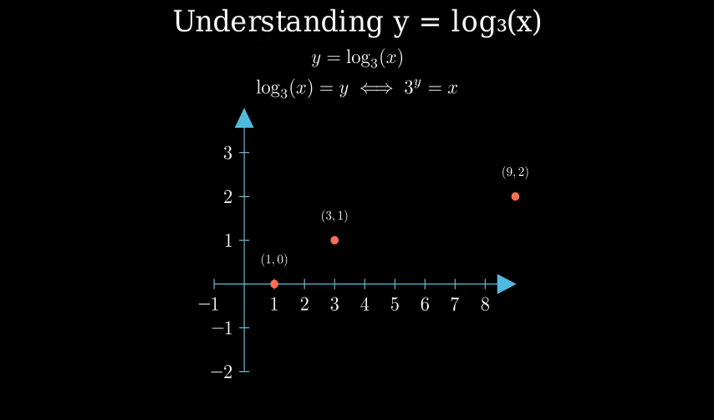Now, let's connect these points with a smooth curve. The logarithm function has a very distinctive shape. It starts at x equals 0 and increases slowly, curving upward. Let's discuss some important properties of this function.